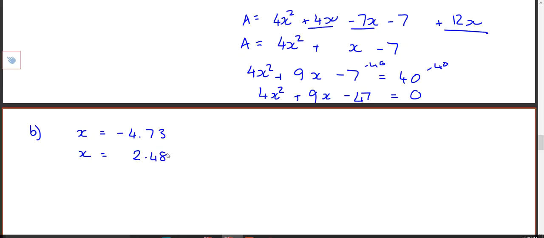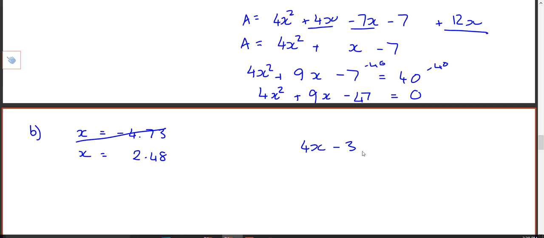Then it says find the length of the longest side. Now, one of those values of x cannot be used. It cannot be the negative one. So it has to be that one. So which side's the longest side? 3x. The 3x. I said 4x. Yes. People looked at the diagram and thought that looks longer.